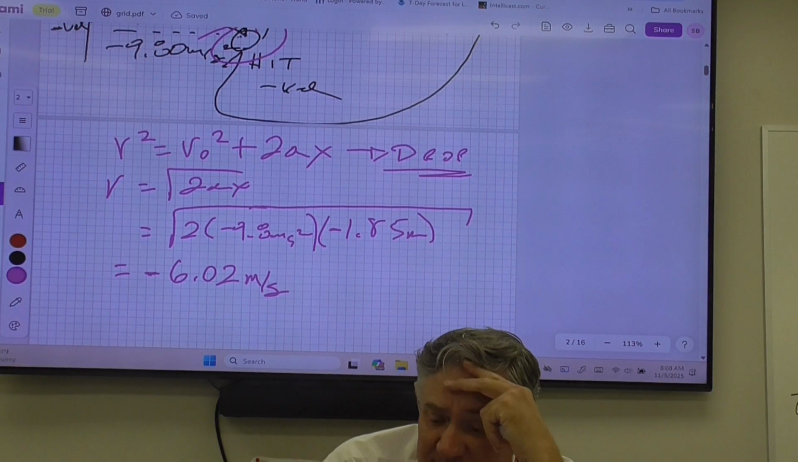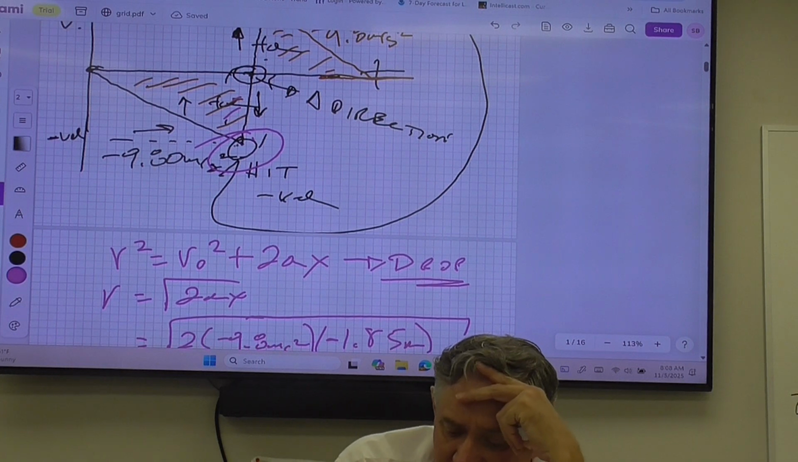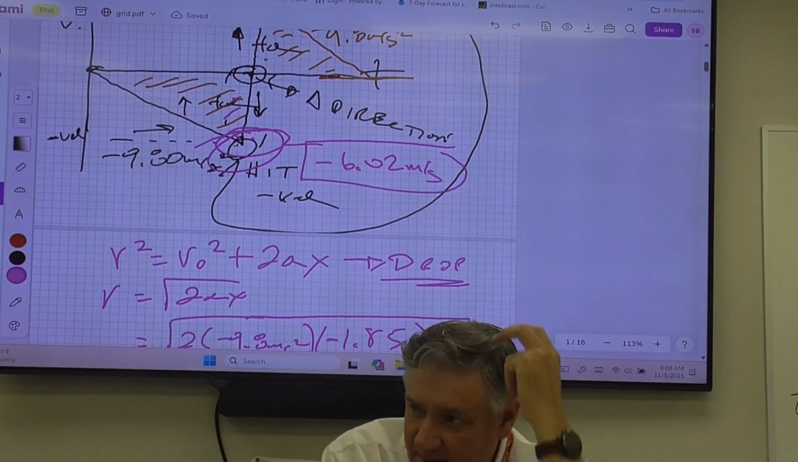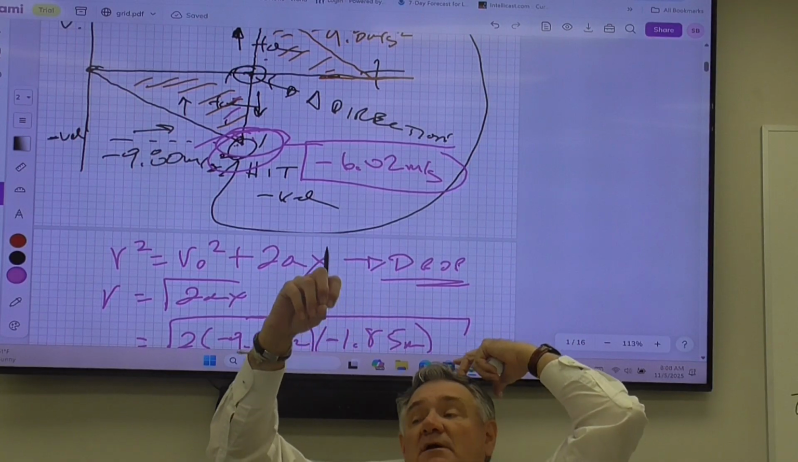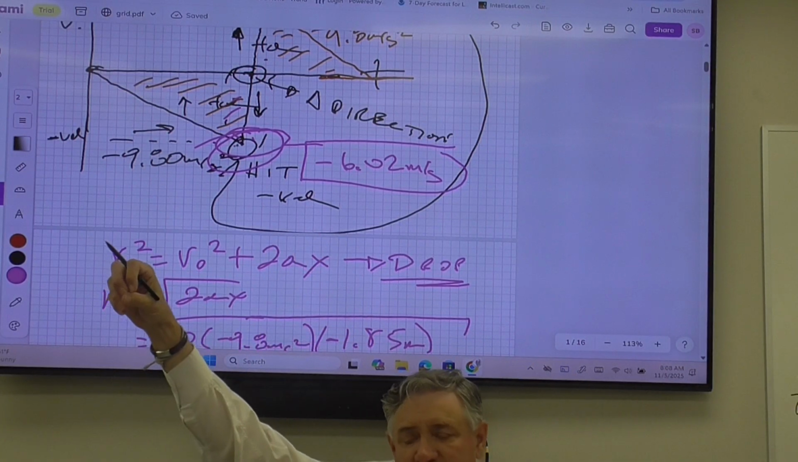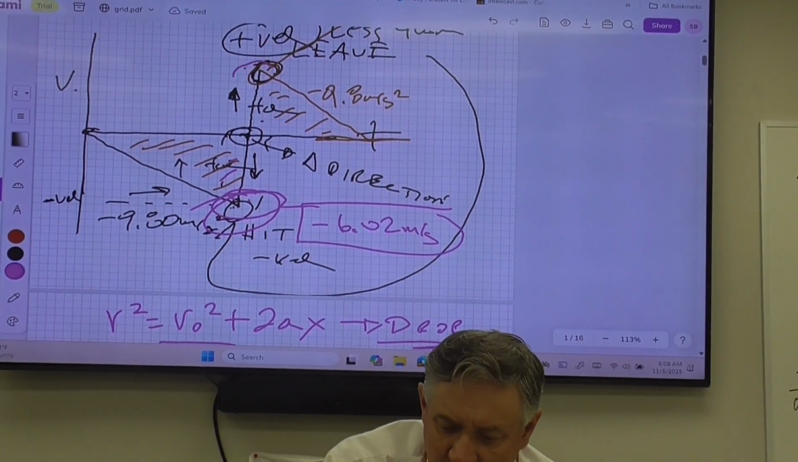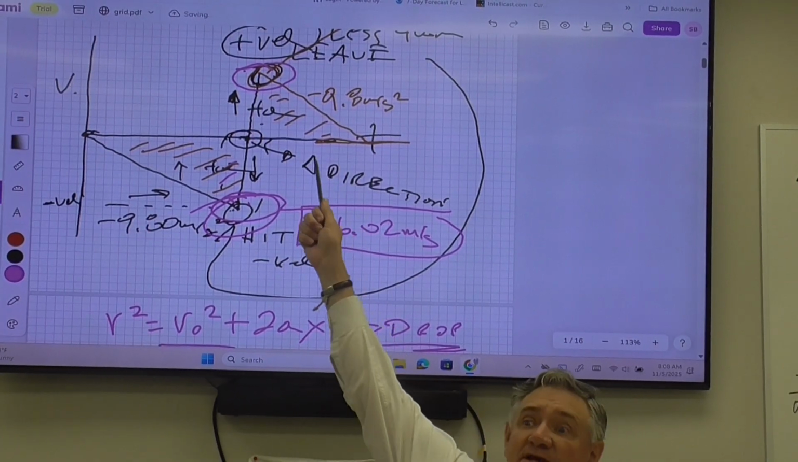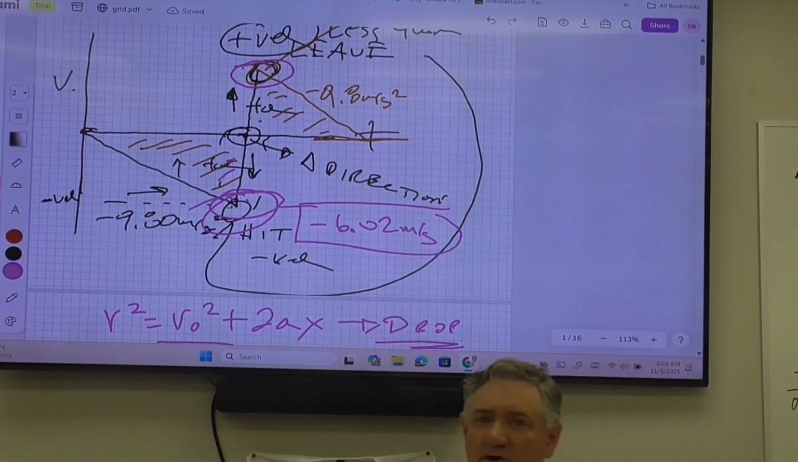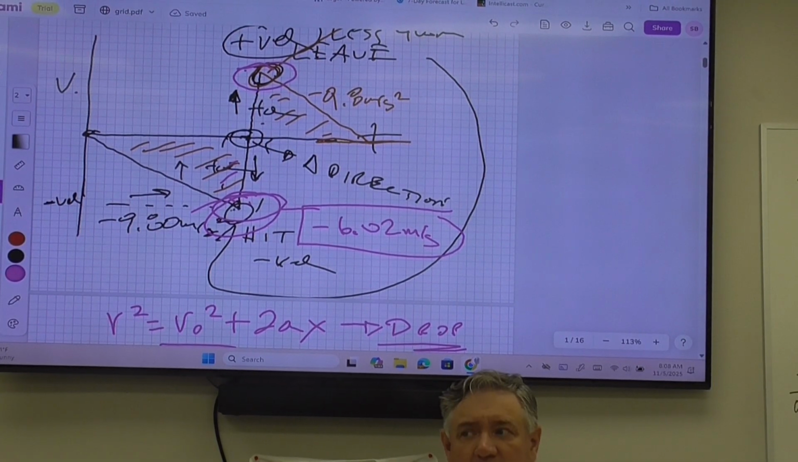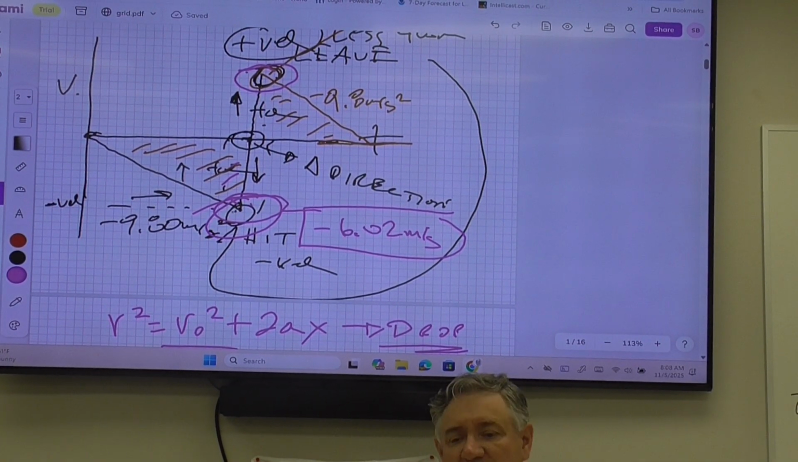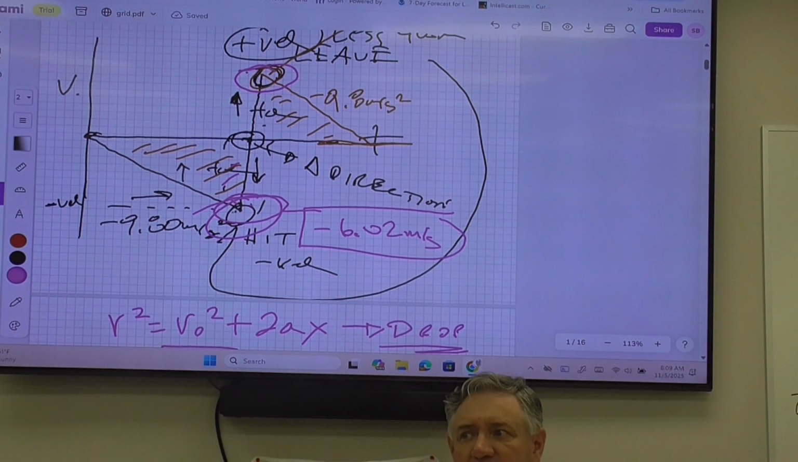Now, here's what we know. That point of impact right there is negative 6.02 meters per second. So when it hits the floor, that's negative 6.02 meters per second. Now, what we need to figure out next is how fast it's going when it leaves the ground. Before you do any math at all, is that positive velocity going up going to be bigger or smaller than 6.02? Smaller.